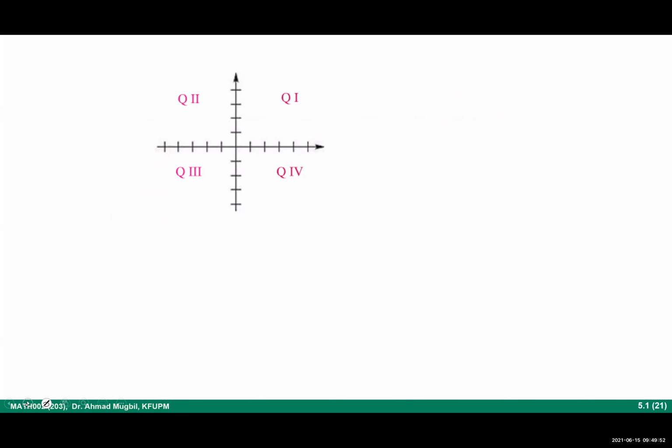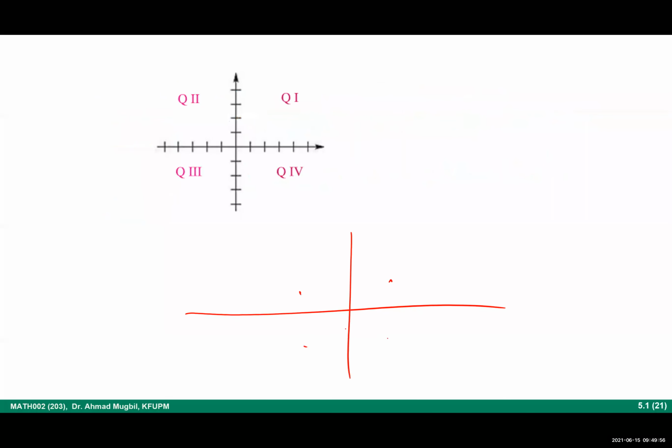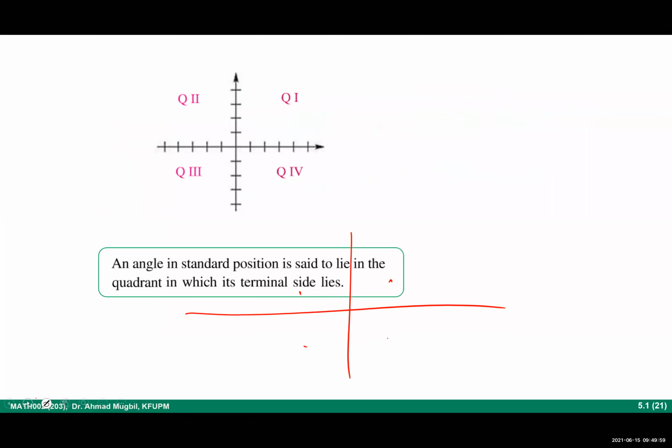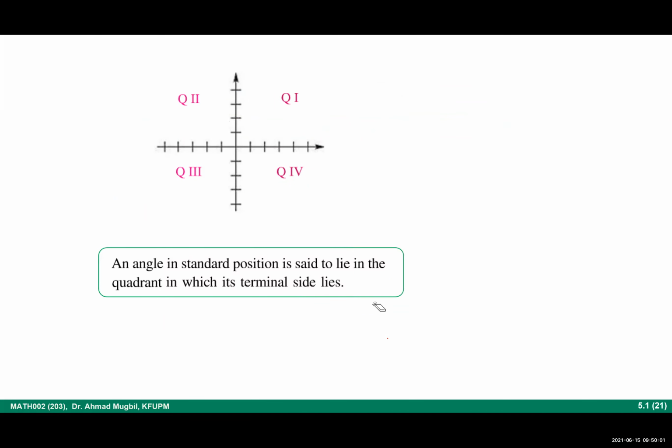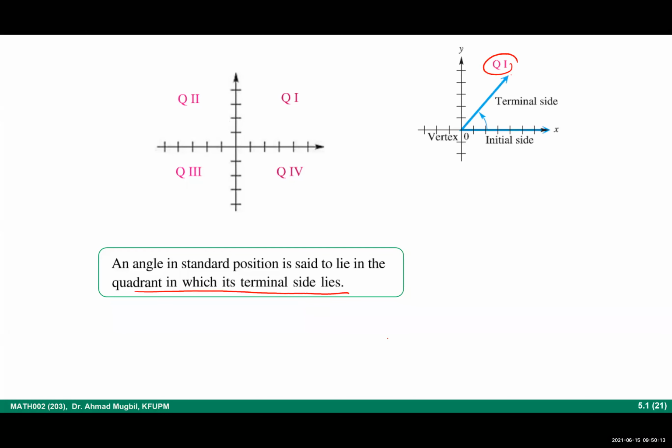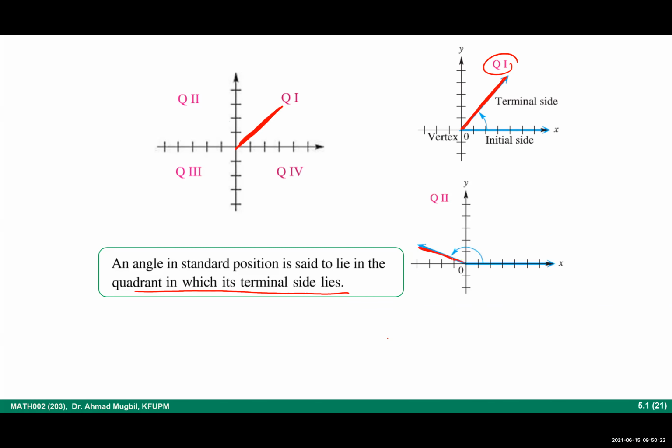Now let's continue, Shabab. You know that when you have the XY plane, we have 4 quadrants. Now we want to talk about the angles. An angle in standard position is said to lie in the quadrant in which the terminal side lies. For example, this angle, we will say that this angle is in quadrant number 1. Why? Because its terminal side is in the first quadrant, because it is here. If the terminal side was in the second, like this one, we will say that this angle is in the second quadrant.